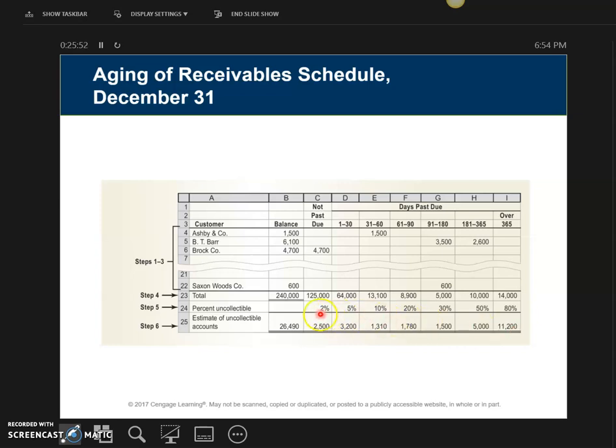After I multiply all of these, I'm going to take all these numbers, starting from this number right here, the 2,500.